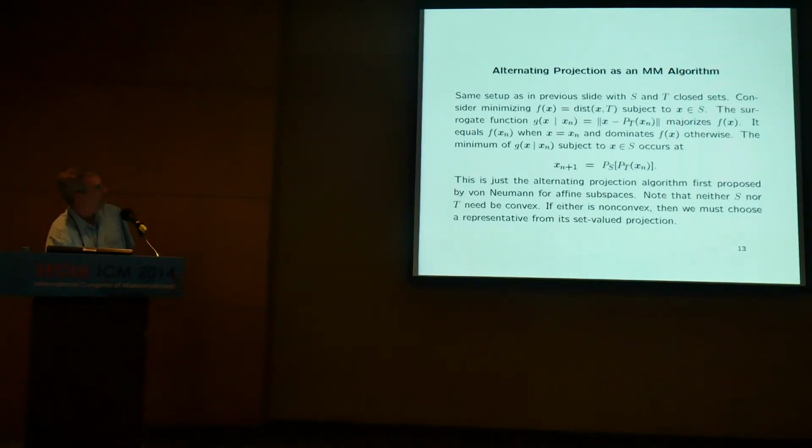And the minimum of the surrogate function, subject to x being in the set S, occurs, well, you just take the projection of the current point onto T, and then you take its projection onto S. And you get the alternating projection formula, which dates back to von Neumann. He studied it in the context of affine subspaces, and it's very well worked out there. But the connection, I don't think, has always been drawn to this class of algorithms.